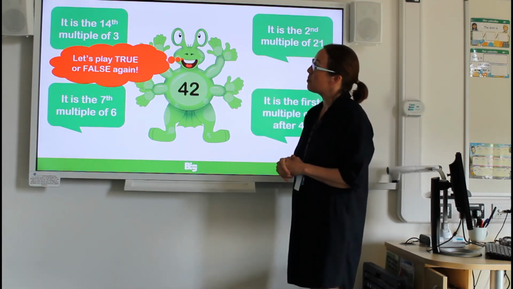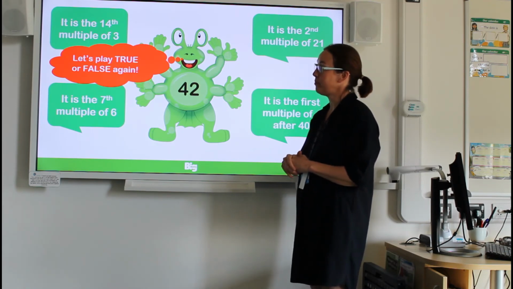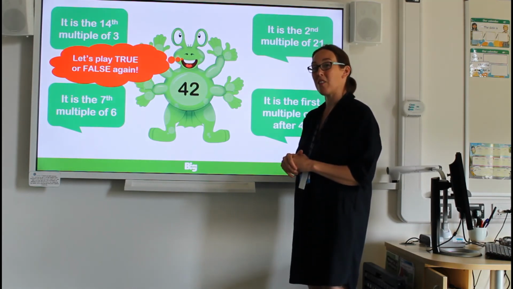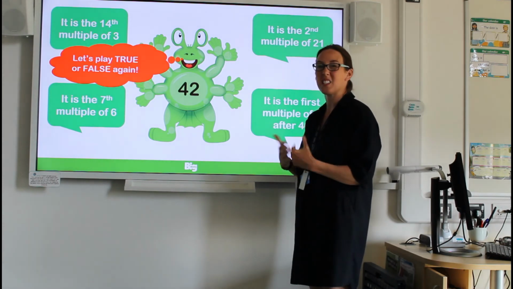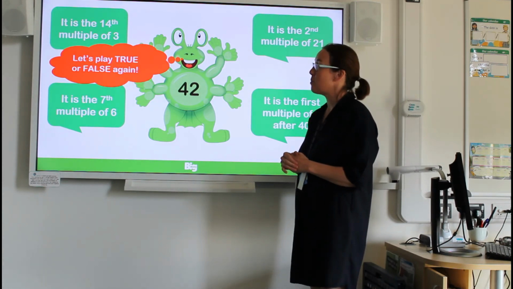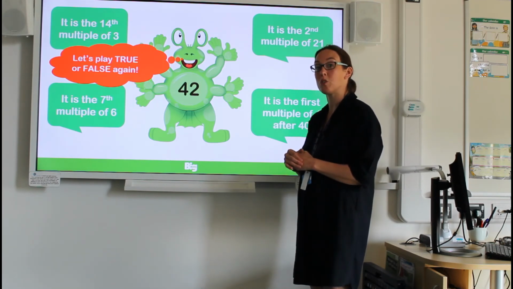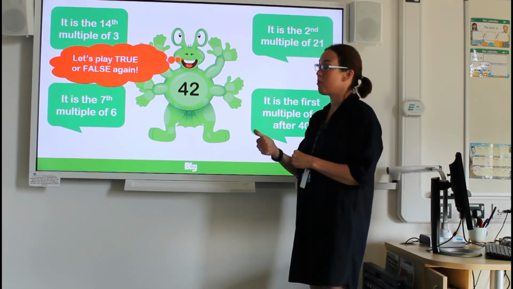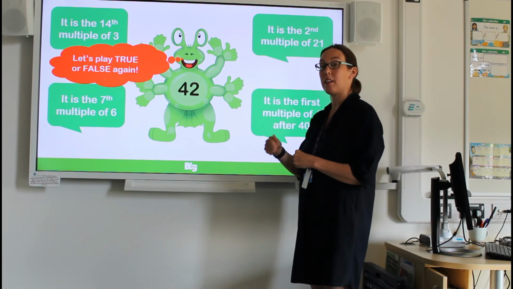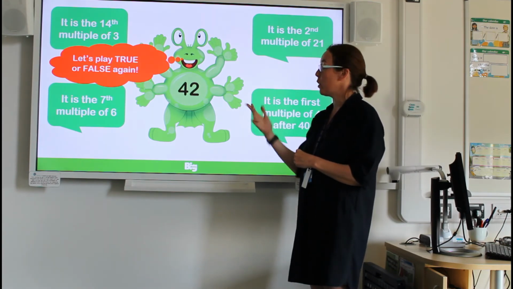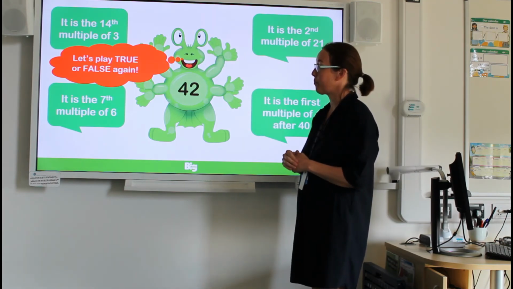It is the 14th multiple of 3. So we could count in our 3's up to the 14th multiple, but let's start at 10 times 3. 10 times 3 is 30. Let's count on 4 more lots of 3. 30, 33, 36, 39, 42. So that statement is true.